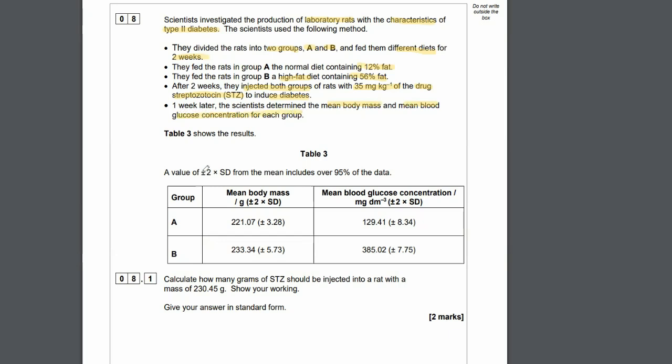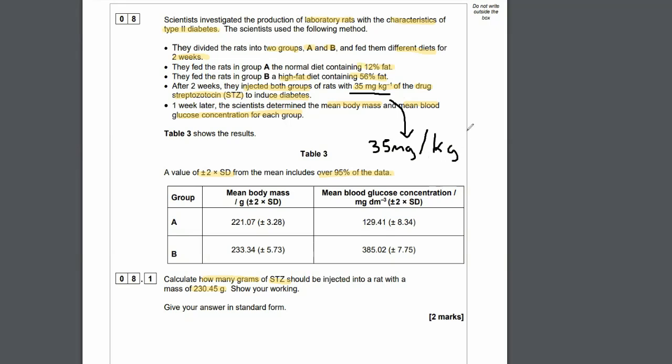After 2 weeks, they injected both groups of rats with 35 milligrams per kilogram of the drug STZ, let's call it, to induce diabetes. 1 week later, the scientists determined the mean body mass and mean blood glucose concentration for each group. A value of plus or minus 2 times the SD from the mean includes over 95% of the data. Okay, so we have the error bars or the standard deviation written here, and what else?